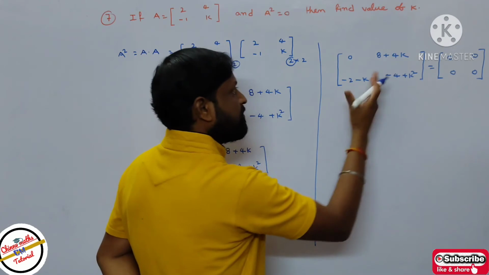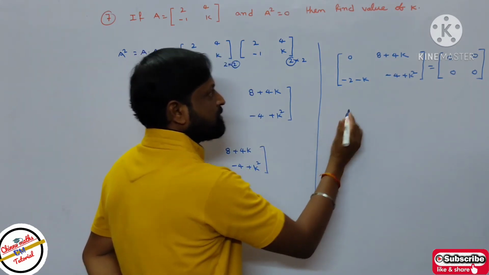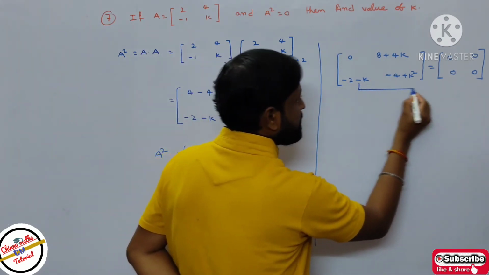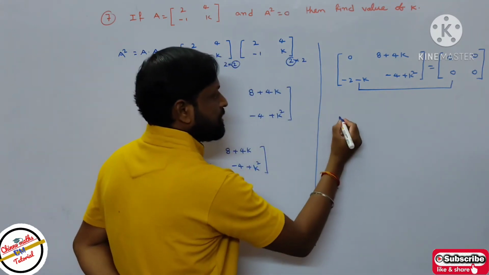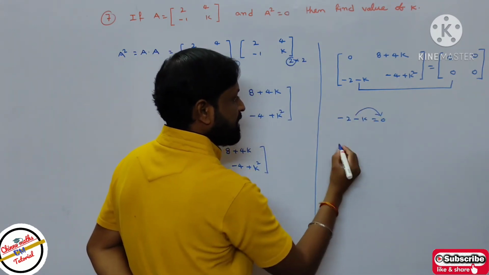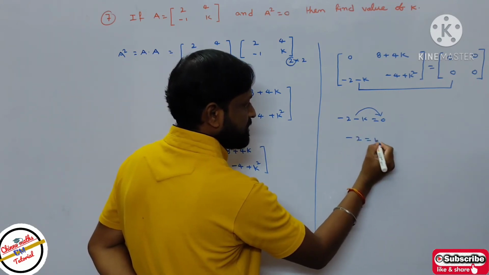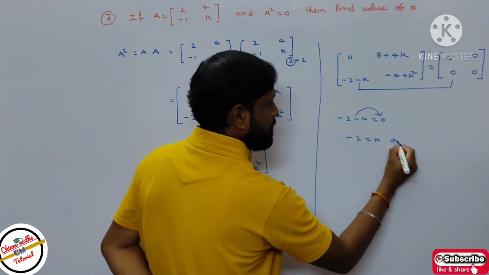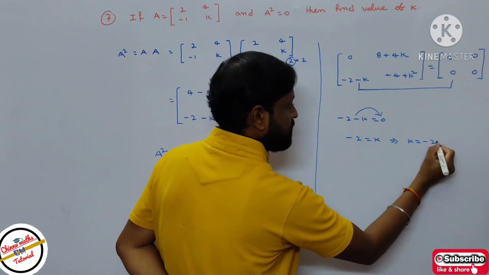So if you take any one corresponding element, you will get the K value. I will take this corresponding element equal to 0. Then minus 2 minus K equal to 0. Minus K, the sign should be changed, that is equal to plus K. So this implies K equal to minus 2.